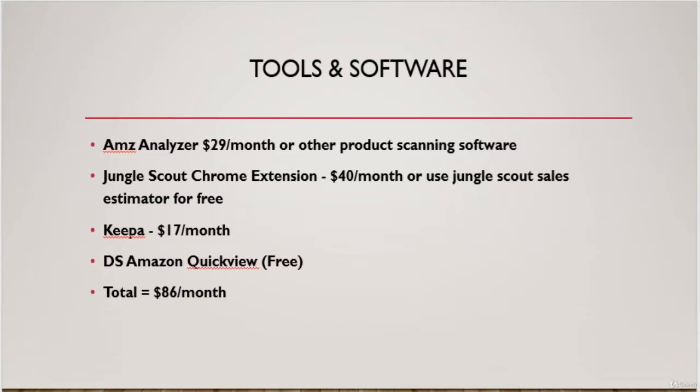Keepa is $17 a month and is an absolute necessity. Keepa lets you look at a product's sales rank history and price history, which is absolutely critical in determining potential profitable products. Next is DS Amazon Quick View.